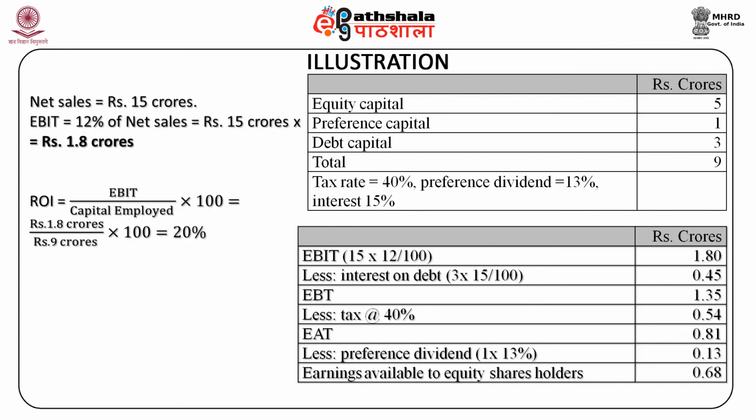Illustration 2. The credit sales of Messrs XYZ Limited is 60 lakhs per annum. The average debtors of the company are 10 lakhs. Find the debtors turnover ratio. Assume 360 days in a year. Solution 2. Debtors turnover ratio is equal to net credit annual sales divided by average trade debtors, which is equal to 60 lakhs divided by 10 lakhs, which is equal to 6.